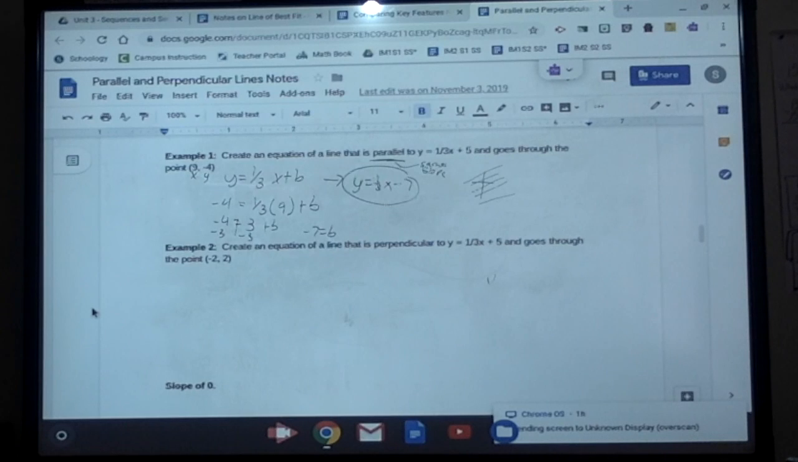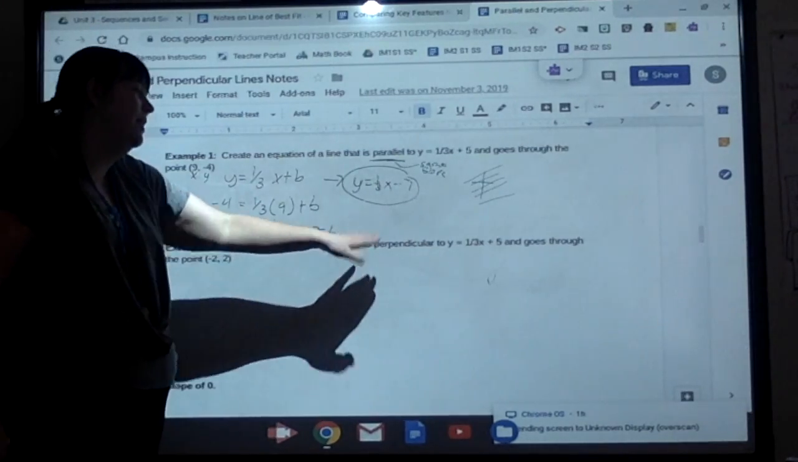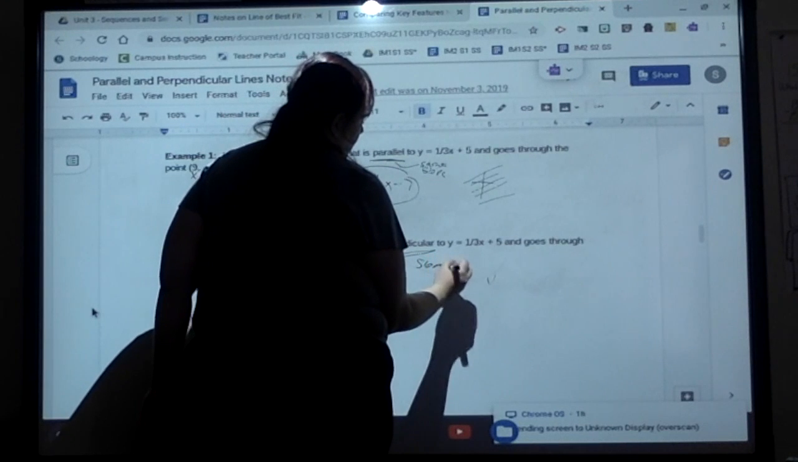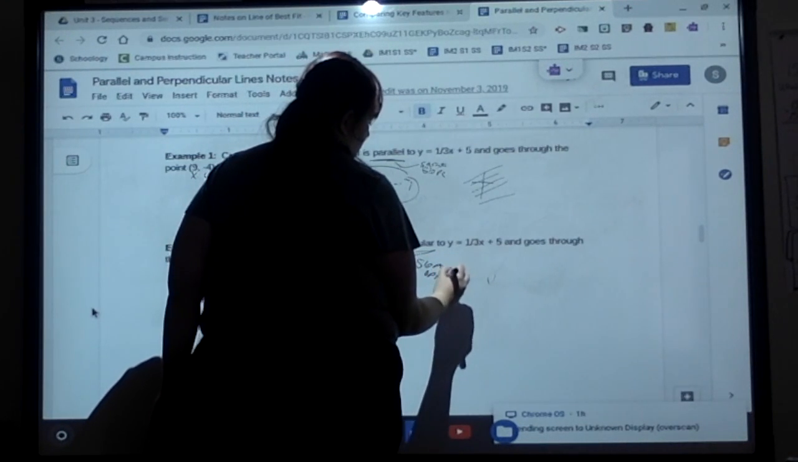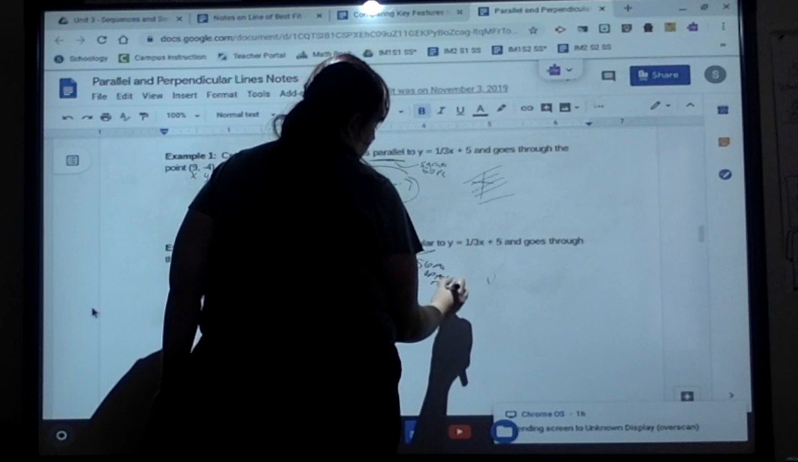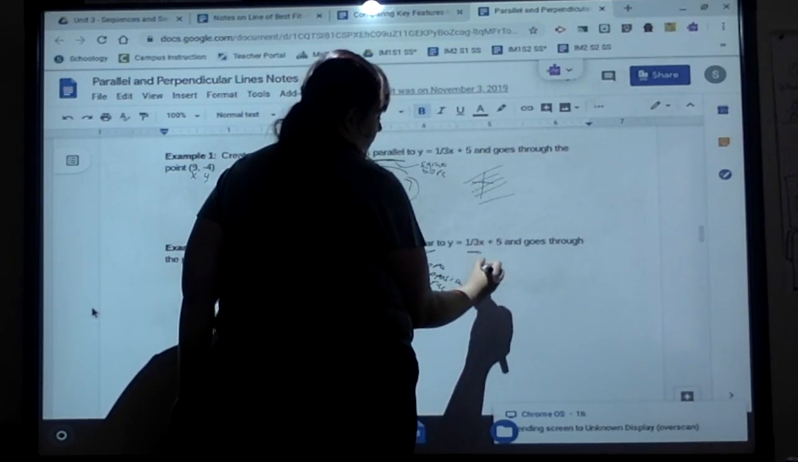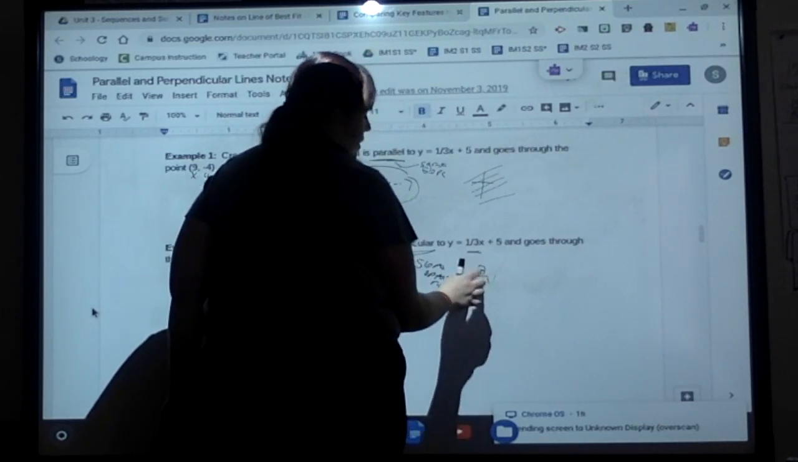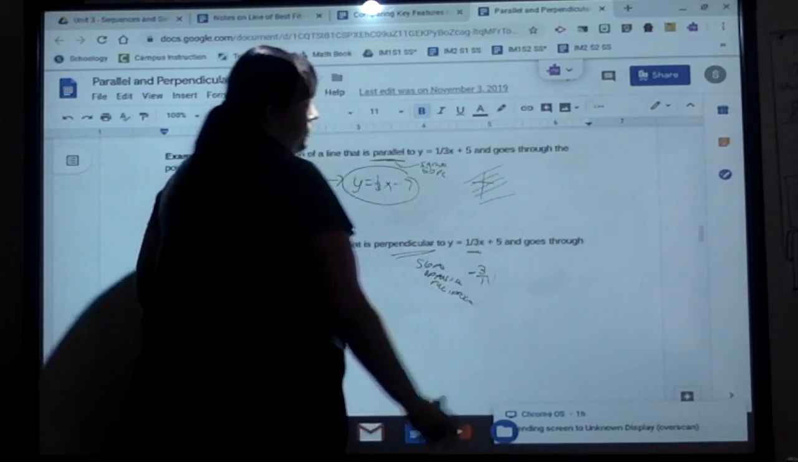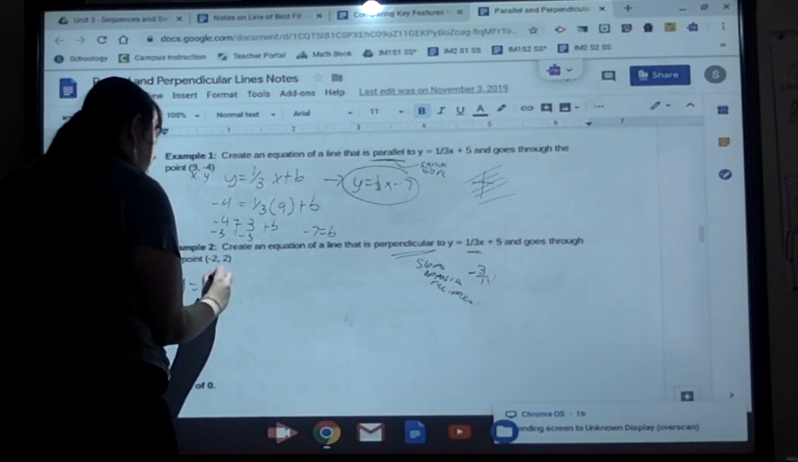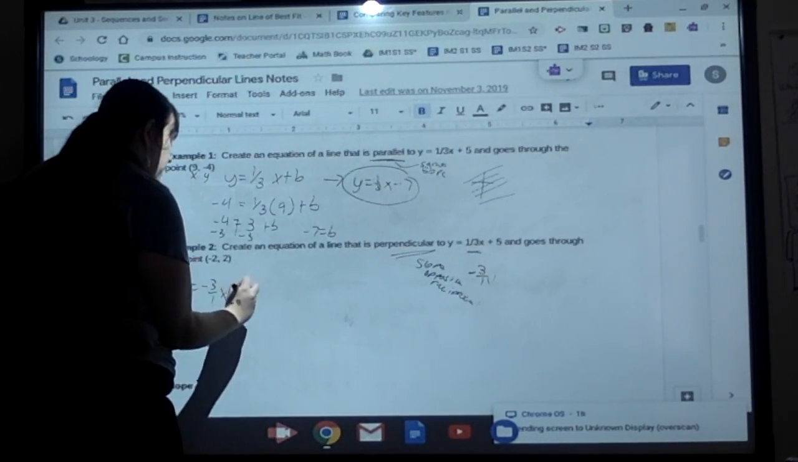So then, if instead of saying parallel, I say perpendicular, like in this one, it says create the equation of a line that's perpendicular. What this means is the slope is opposite reciprocal. Which means this is 1/3, but when I flip it over, it becomes 3/1. This one's positive, this one needs to become negative. So my slope is y equals -3/1 x plus b.